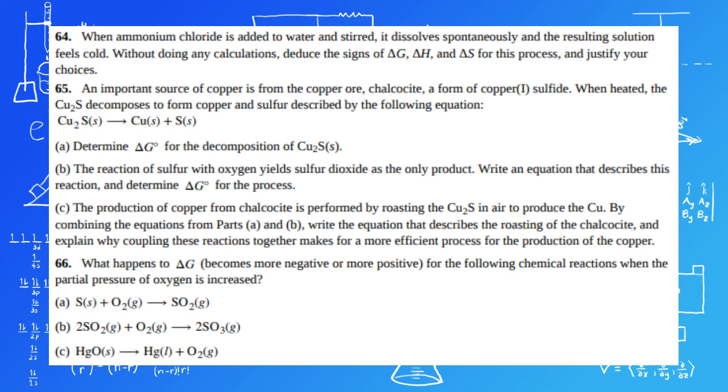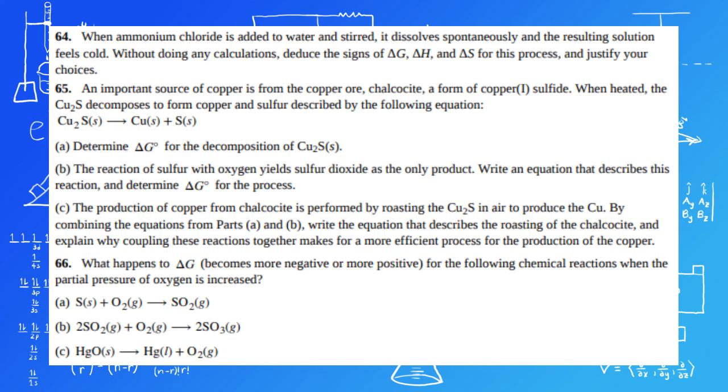By combining the equations from parts A and B, write the equation that describes the roasting of the chalcocite, and explain why coupling these reactions together makes a more efficient process for the production of the copper. If you combine them and you combine their delta G values, then I would imagine it's going to end up with a delta G that's more negative, which means it's more spontaneous, which means it just happens more readily. The equilibrium lies further to the right. The yield of product is higher. At least that's my prediction without doing any calculations.